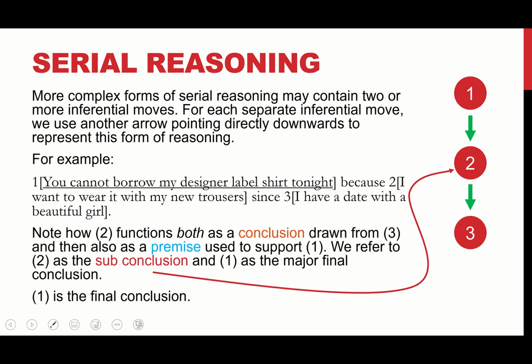More complex forms of serial reasoning have more inferential moves, but basically serial just means like in a line, like in a straight line. So here's a serial argument with three premises. You cannot borrow my designer label shirt tonight because I want to wear it with my new trousers since I have a date with a beautiful girl. So 1, because 2, since 3. So the final conclusion is 1.